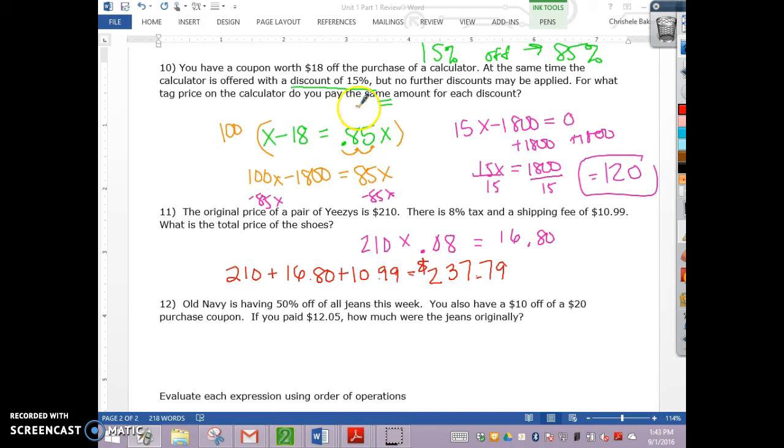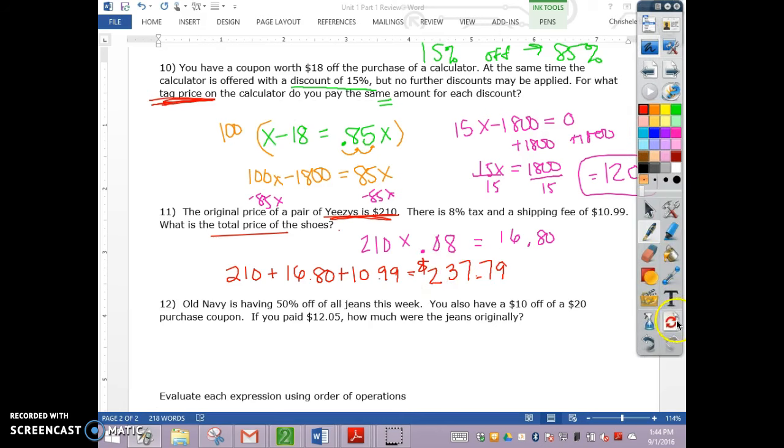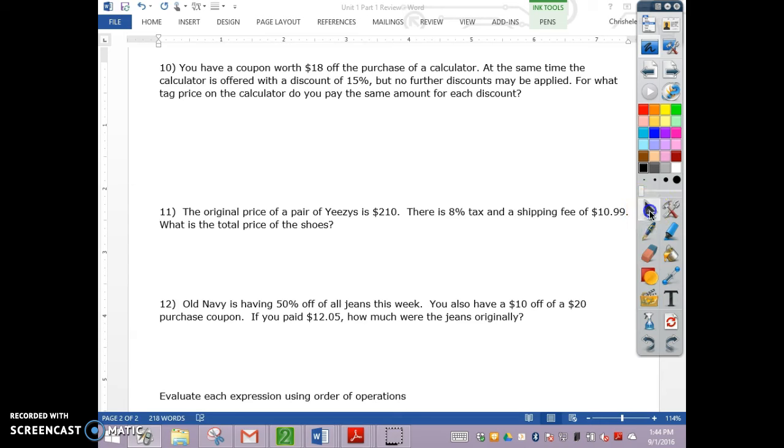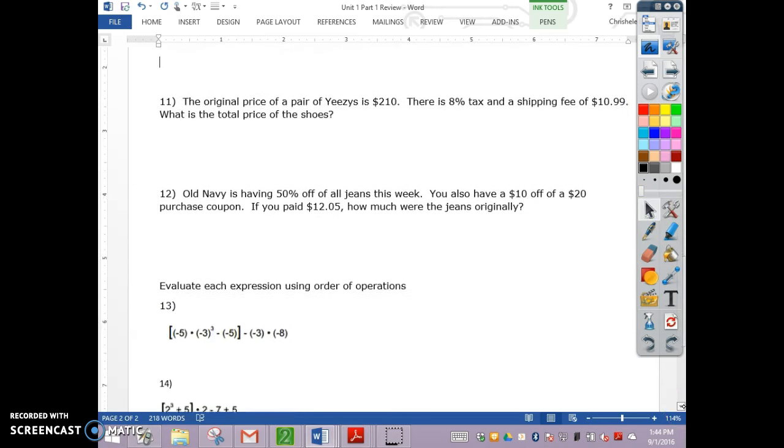So notice we weren't taking like 8% of a variable like we were up in number 10. In number 10, we didn't know the tag price of the calculator. But we do know the price of the pair of shoes. We wanted the total price. So that's why our variable was over here as the total rather than the original price. So be careful, read the problem, make sure you know what I'm asking for.